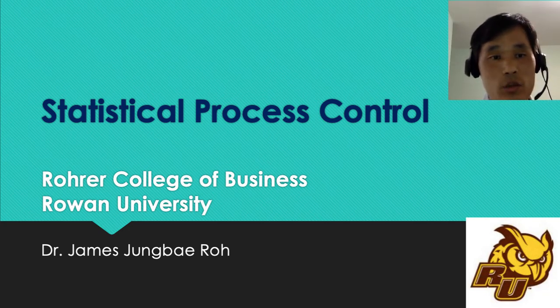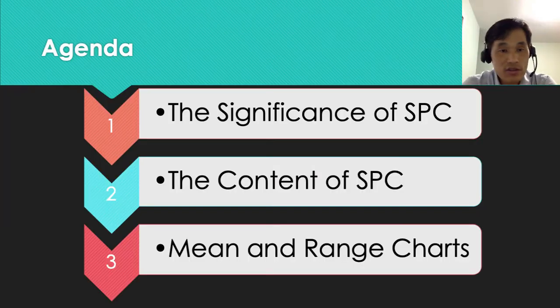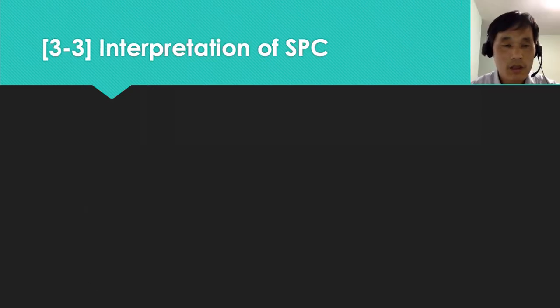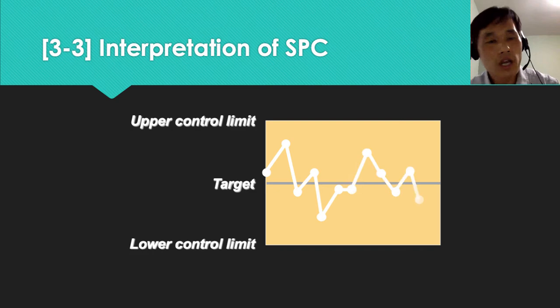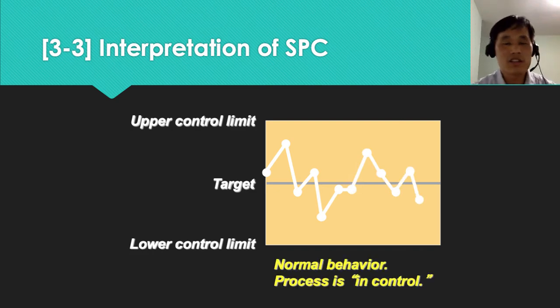In this lecture, we will learn Statistical Process Control Chart. This is the third lecture on SPC, and we will be learning how to interpret Statistical Process Control Chart. So then, how do we interpret a Statistical Process Control Chart?